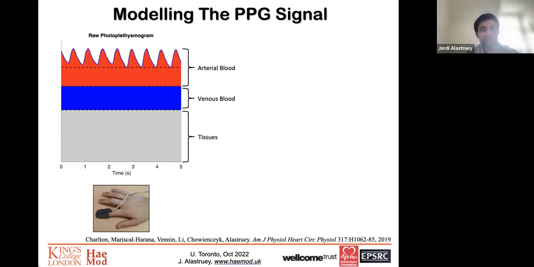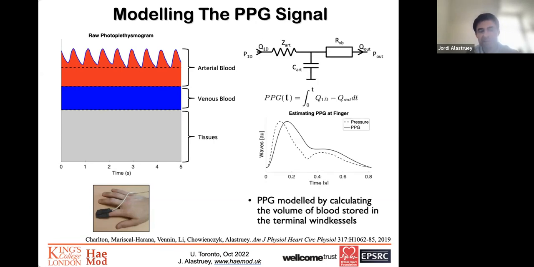So this varies with time as the volume of arterial blood in the tissue changes. And the attenuation of light due to the non-pulsatile venous blood and also other tissue components, as the sketch is showing, is relatively static. And that means that the pulsatility of the PPG signal can be assumed to be entirely due to arterial blood flow. So in this study, the PPG was modeled by calculating the volume of blood stored in the terminal vessels of the 1D model as a function of time.